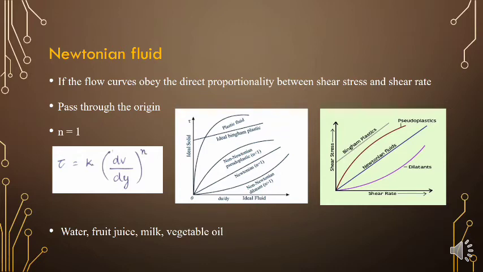This is the plastic fluid, the ideal Bingham plastic we already discussed. Then these two are the non-Newtonian fluids. In one case n will be less than 1, and in the other case n will be greater than 1. That we will discuss.